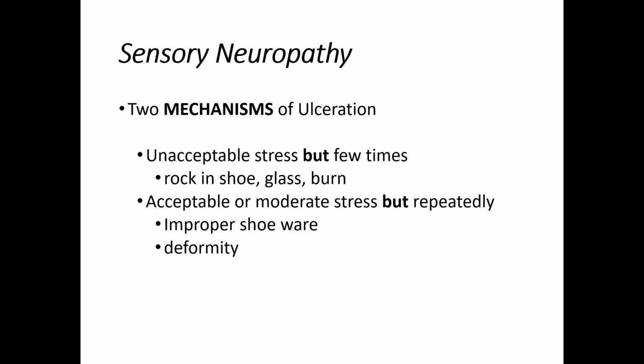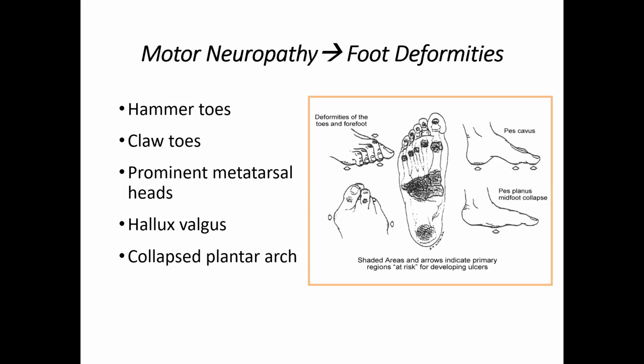So two mechanisms of ulceration in sensory neuropathy: unacceptable stress, but few times. This results from objects like a rock in the shoe, glass, burn. Okay. Now, this is an unacceptable stress, means the patient cannot bear this stress, and it can happen sometimes, not very often, but this can result in injury. Then there is acceptable or moderate stress, but repeatedly happening, like improper shoe wear, or there is a foot deformity. Okay. So both mechanisms can be the reason for ulcer formation.